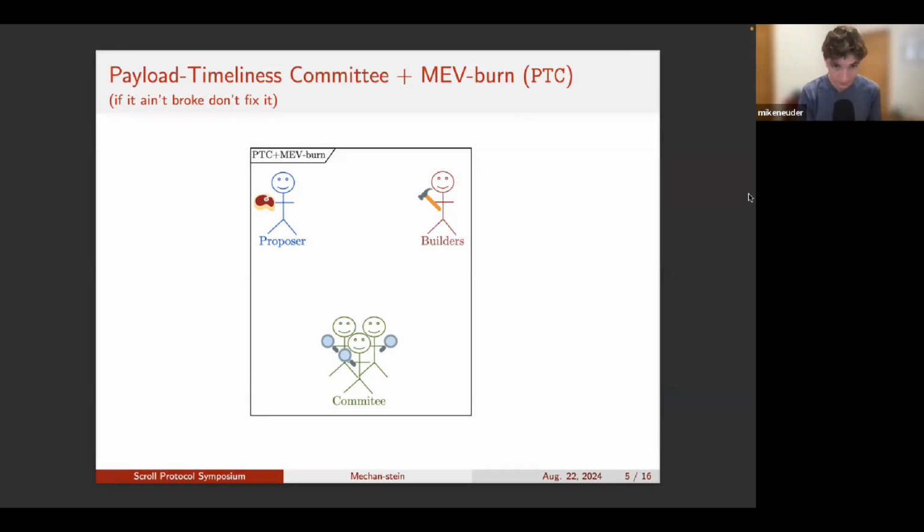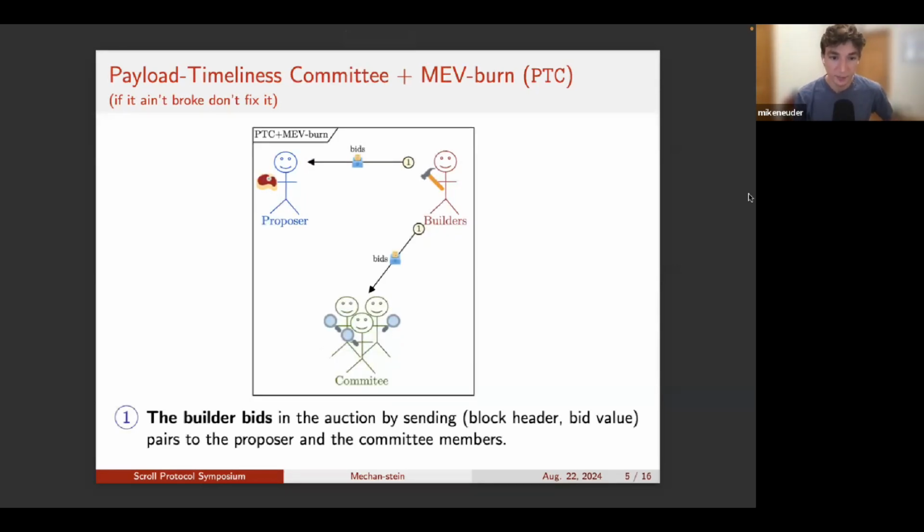So for each of these diagrams, we'll have a cast of characters, and then we'll walk through the flow of information and the actions they each have to take during the process of creating the block. So here we have a proposer, we have a set of builders, and then we have a committee. The first step is the builder bidding in the auction. And the bids take the form of these tuples, which is a block header and a bid value.